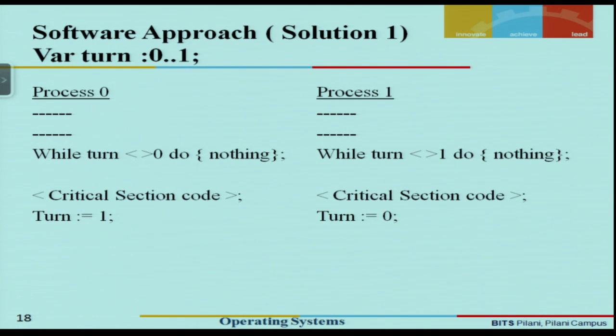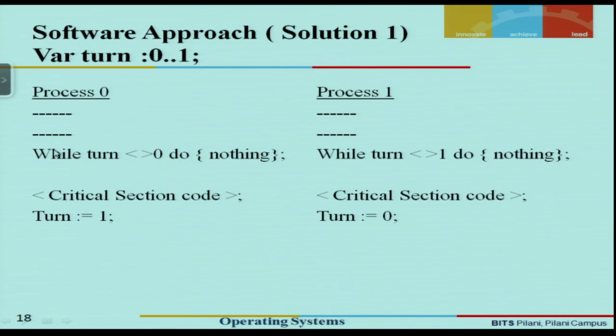So let us look at the first approach, the software solution. Here I have given a small code. I am calling this approach solution 1, and we will develop several solutions for this. Here we have a turn variable which can take a value of 0 or 1. Let us say that we have a process 0 and a process 1.